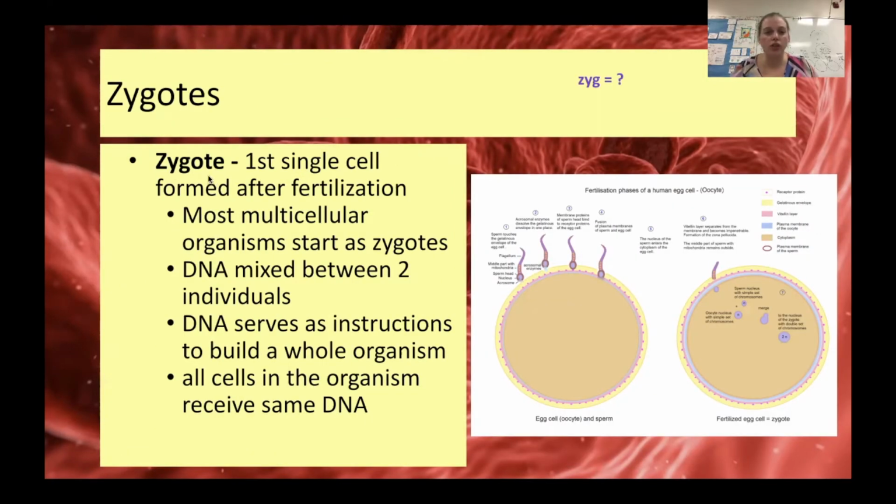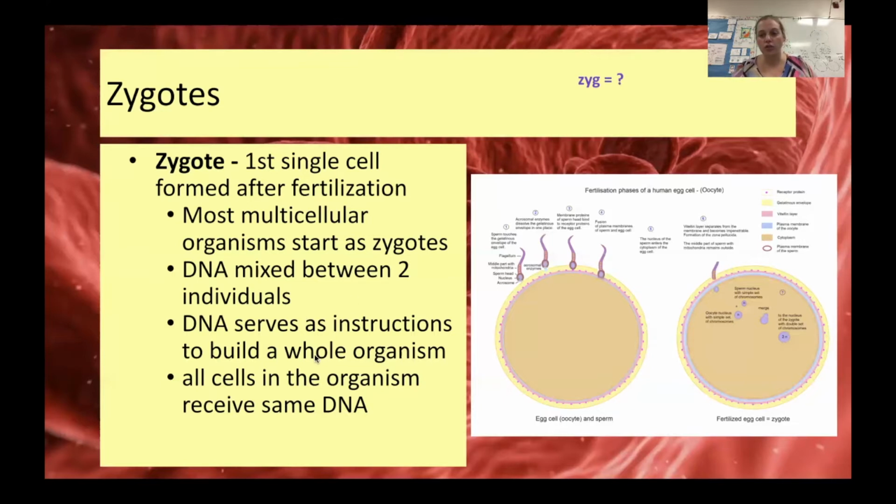We've talked about zygotes already. This is the first cell formed after fertilization. Zyg actually means together. So this is when egg and sperm come together to give us a diploid cell with two sets of DNA. And multicellular organisms are going to start out as zygotes. And this zygote, this single cell, is going to start dividing to give us the cells of the whole organism. This zygote is a mix of DNA between two individuals, a mother and a father. And that DNA is going to serve as the blueprint for the proteins and the regulatory functions of the whole organism.